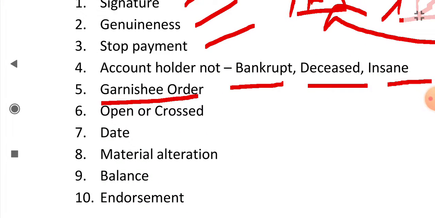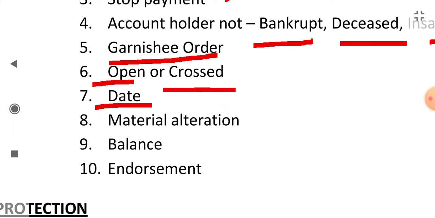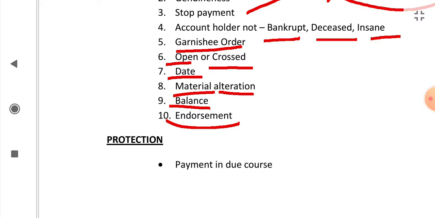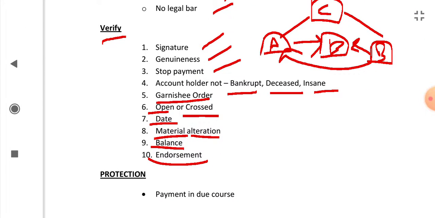The paying banker should check whether it's an open check or a cross check. For an open check, the paying banker will pay on the counter itself. For a cross check, he has to transfer the money into the account of the payee. He should check the date on the check. The validity of a check in India is only 3 months from the date mentioned on the check. He should check if there is any material alteration. The basic thing is he should check the balance. If there is balance, then only he can and should make the payment. He should check the endorsement on the check also. He has to verify all these things before making the payment.